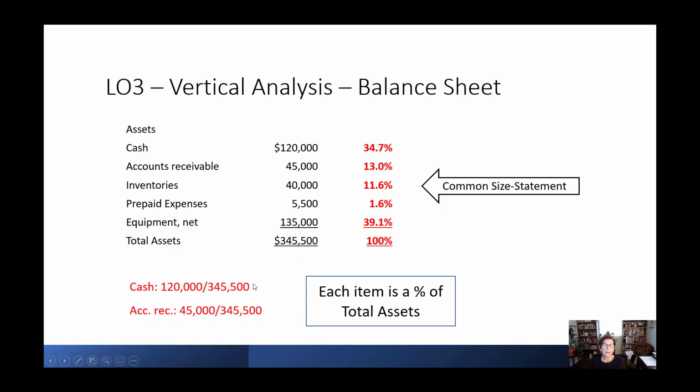And then our accounts receivable, you take the 45,000 accounts receivable and you divide it by the total assets, again, 345,000. So each of these items was divided by the total assets to get the number, and they should add up to 100%. Sometimes you might be off a little bit because of rounding, all right? But it should be pretty close to 100%.